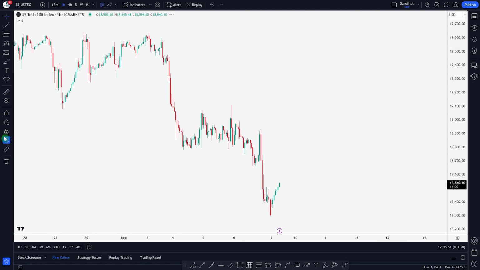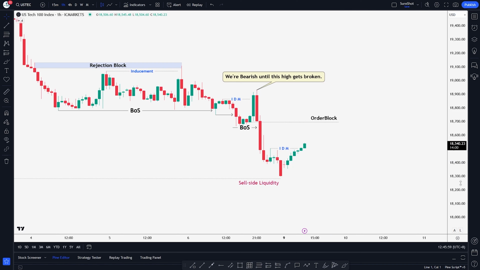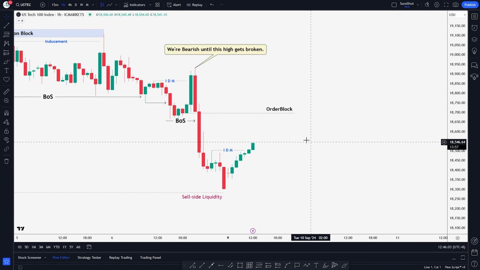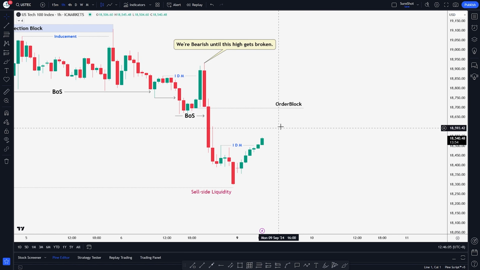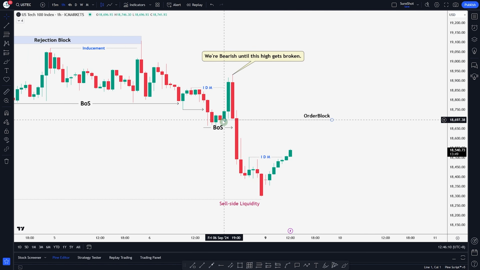Let's head back to our earlier time frame and get our drawings back. What can we expect from NAS100 this week? As this Monday, we are expecting that the market induces traders into this order block. This is an order block because this was the last buy move before the massive sell.